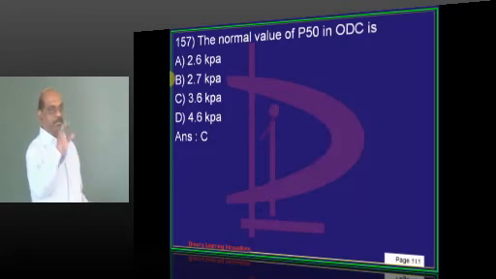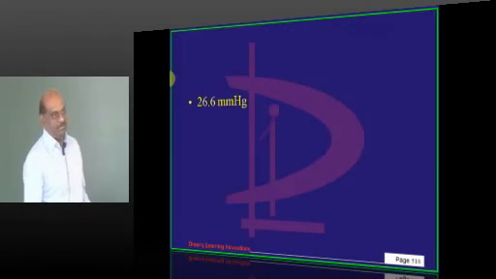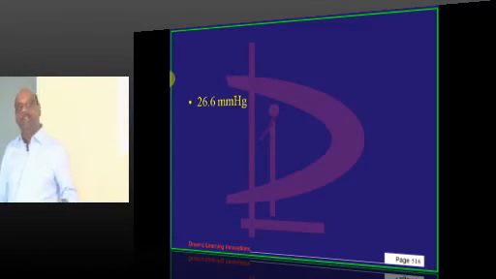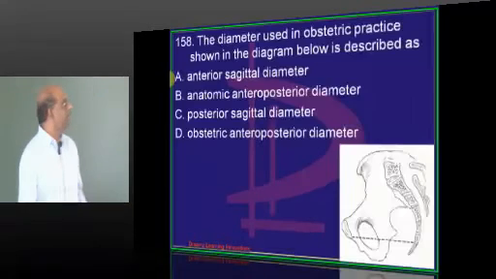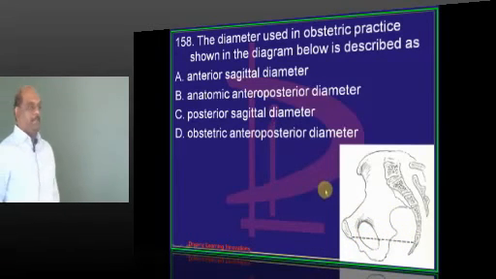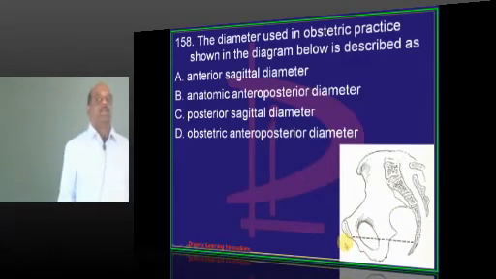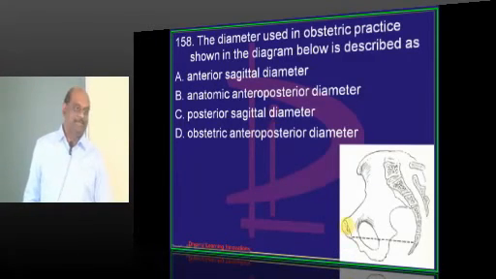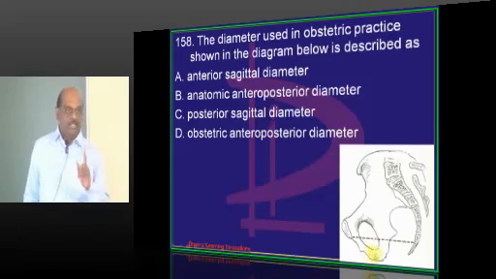In the oxygen dissociation curve, 50% saturation occurs at how much PO2 of oxygen? At 26.6 millimeters of mercury, 50% of hemoglobin gets saturated. Actually, this illustration was given. What is this diameter? Obstetric AP diameter. Female pelvis, fetal skull, mentovertical, all diameters. You must be 100% sure on the anatomy. One question is definitely going to come.